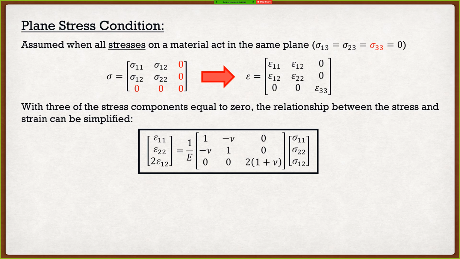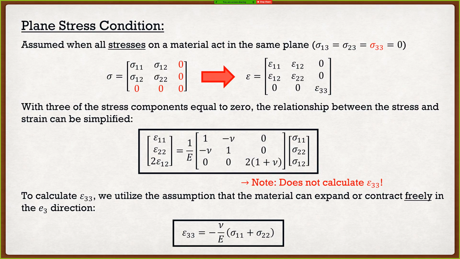Now, if you guys are thinking, oh, well, this isn't too bad at all, we have to keep in mind that this particular compliance matrix does not calculate epsilon 3,3, which we have up there. Epsilon 3,3 is not equal to 0. Sigma 3,3 is equal to 0, but not epsilon 3,3. It's part of the assumption. So to calculate epsilon 3,3, we utilize the assumption that the material can expand or contract freely in the E3 direction.